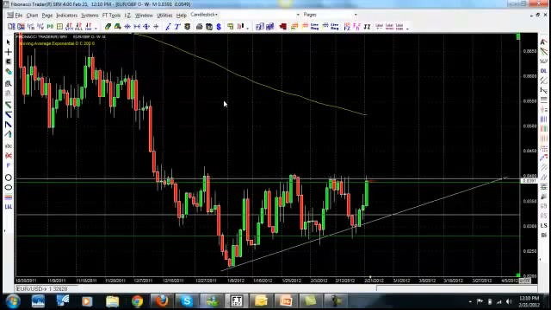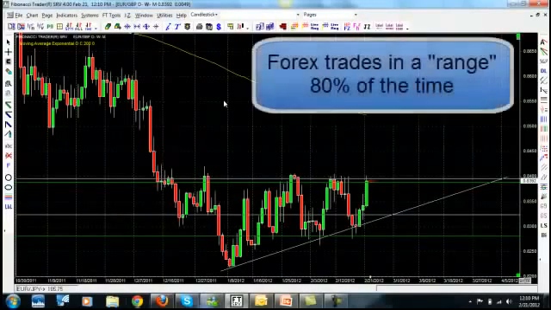This is something that's very, very important, so I'm going to say this slowly. I'm going to repeat it, and I want you to understand this. Currency pairs trade within a range 80% of the time. Now here's what this means.